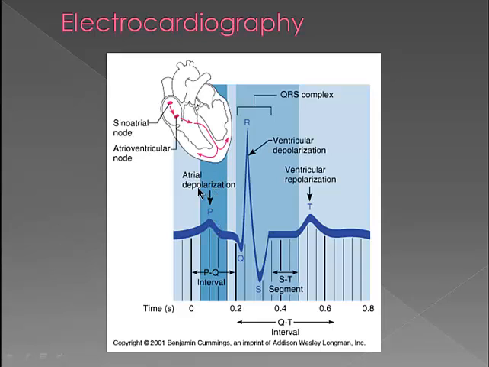So P wave is atrial depolarization. The QRS complex is ventricular depolarization, which follows atrial depolarization. And then the ventricle repolarizes. So T wave is ventricular repolarization.